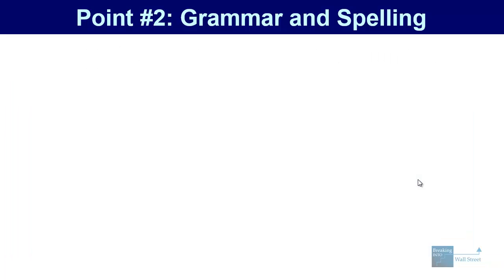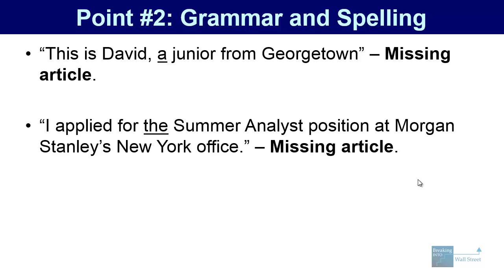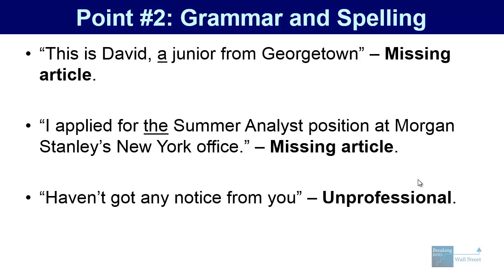Okay, so here are the mistakes. First off, the first sentence, this is David, a junior from Georgetown. Originally, the A was missing there. There was a missing article, which makes it sound a little bit weird to native English speakers. And then the second part here, I applied for the summer analyst position at Morgan Stanley's New York office. The before summer analyst was missing originally. Again, someone would understand the meaning, but it makes it sound somewhat unprofessional to leave out something like that.